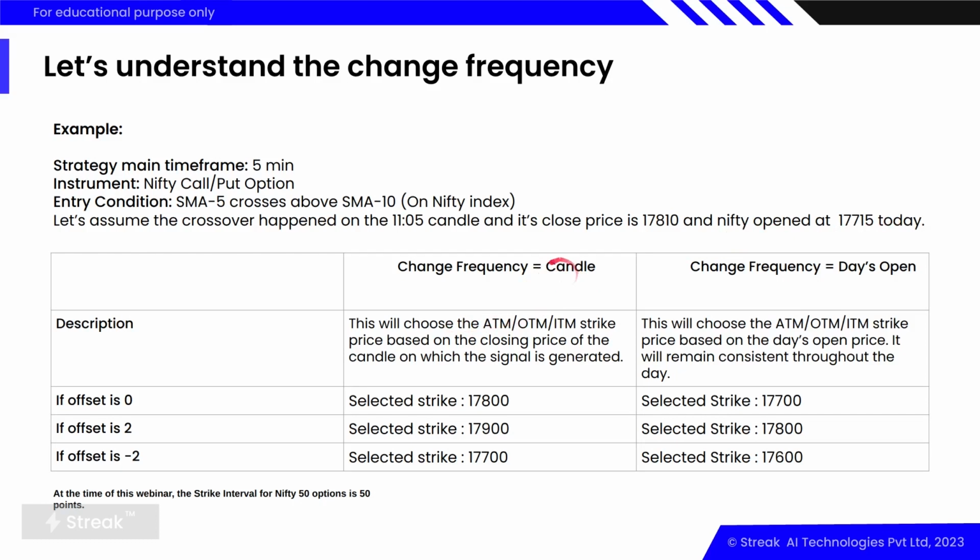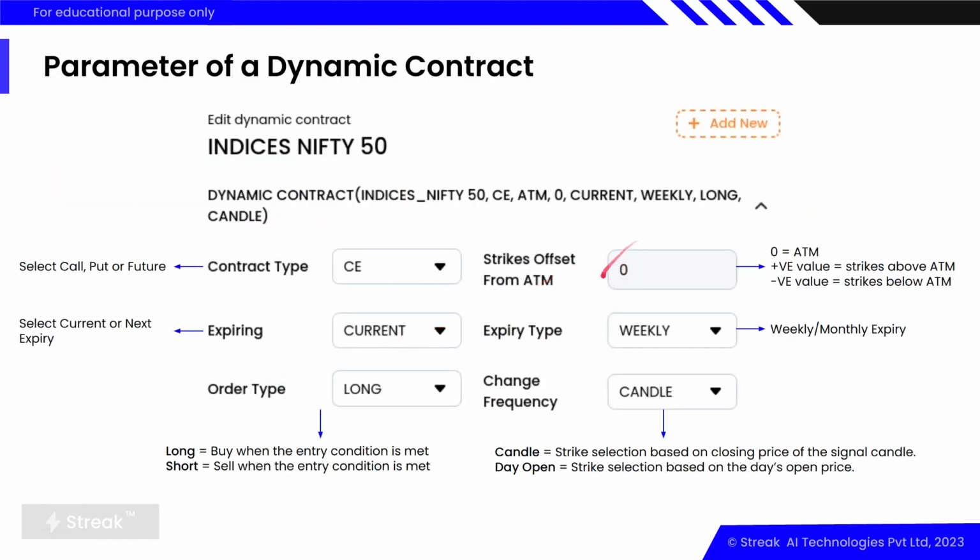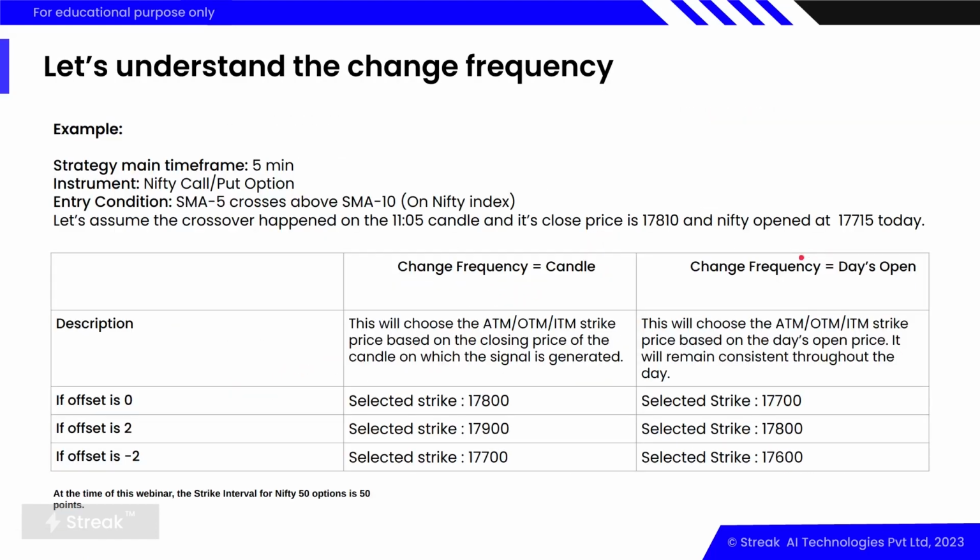Now let's see what happens if I have selected candle, and my offset is 0. So whenever offset is 0, what does that mean? We want to trade at the money. Okay, so offset is 0. That means I want to trade the at the money strike.